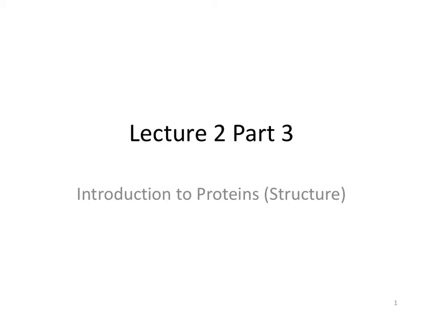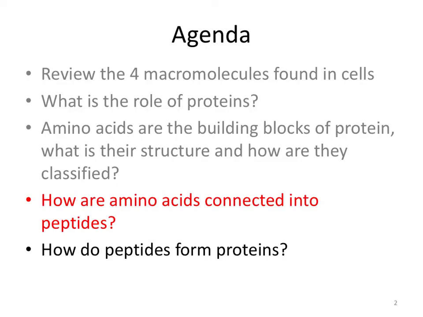Okay, welcome to part 3 of this lecture where we consider the amino acids and how they are actually connected together to form structures that are called peptides. So we're going to talk about how amino acids are connected into peptides, which means we're going to talk about an important kind of covalent bond that does this job called a peptide bond.